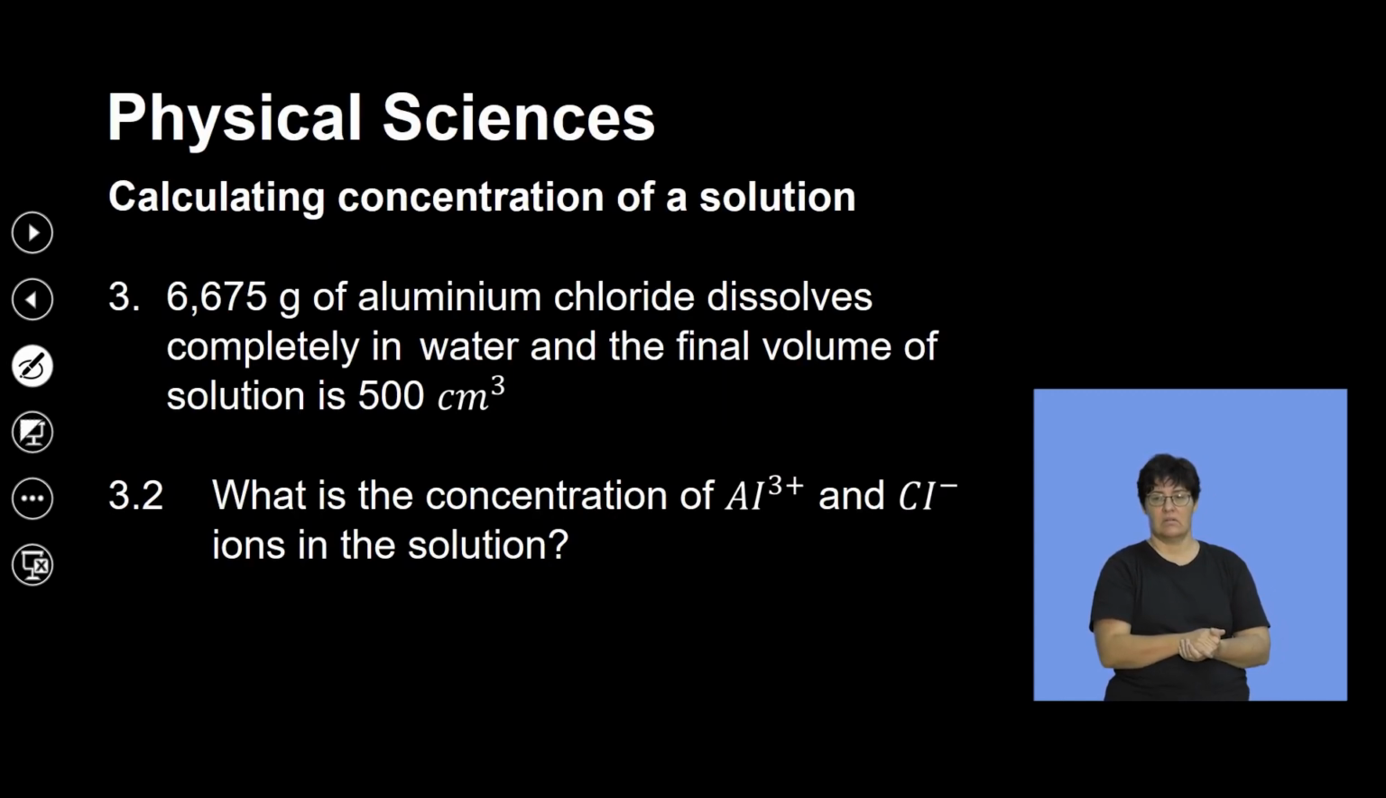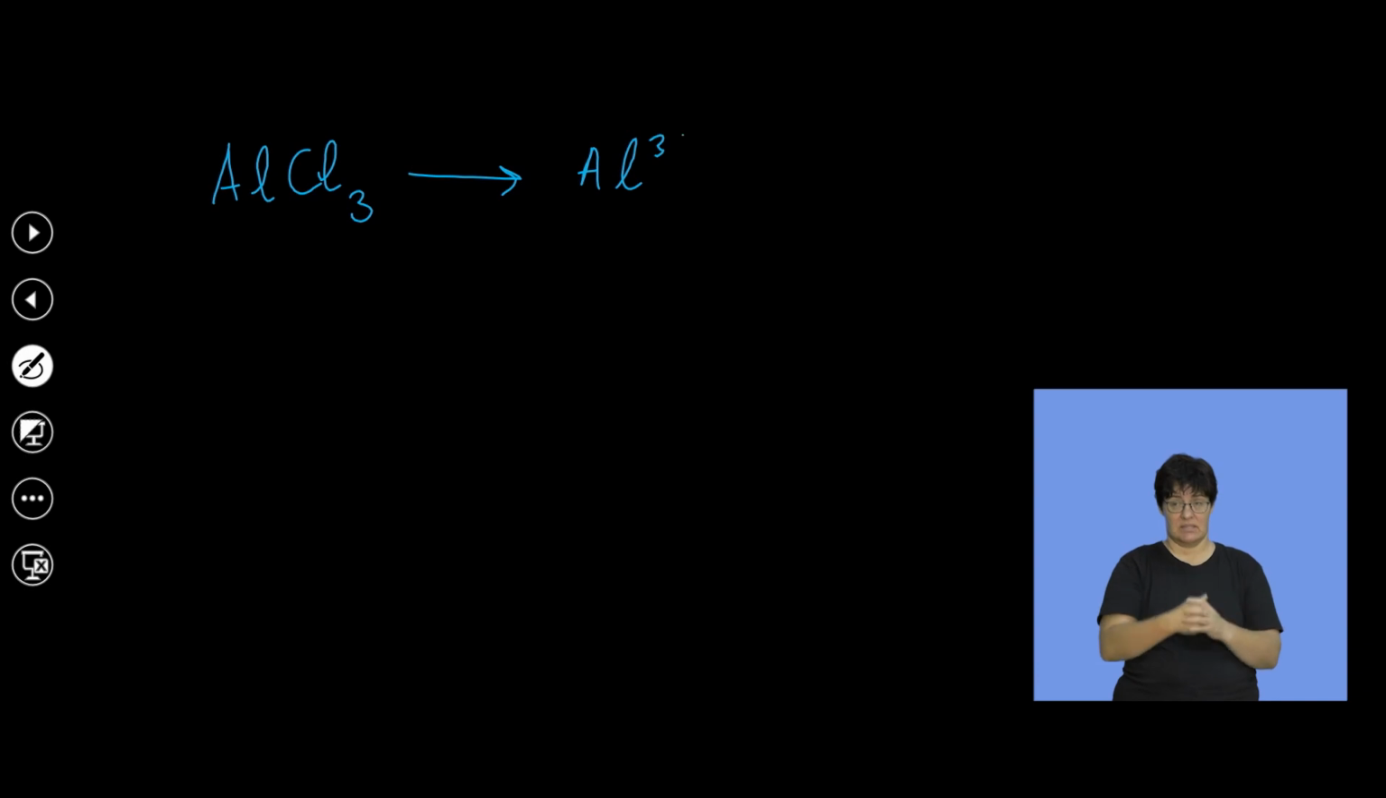Now the follow-up question says, if this dissolves completely, what is the concentration of chloride ions in the solution? This is an interesting question, because we know that aluminium chloride is an ionic substance. So in that solution we have Al3+ and then Cl-. But if we balance this, there will be 3 moles of the chloride ions.